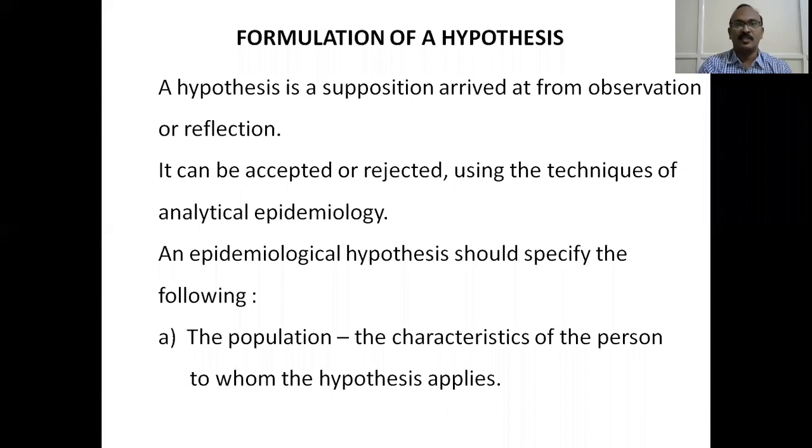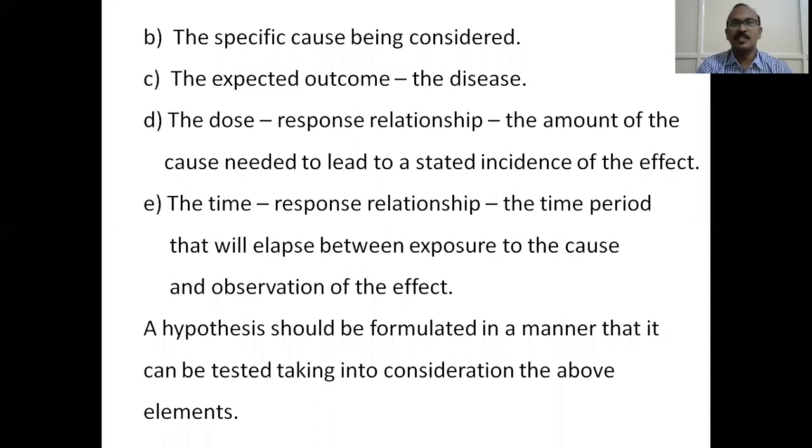Now, what is the population? The population to which the disease agent occurs. That is the characteristics of the population to whom the hypothesis applies. What are the characteristics of the population? It can be age, sex, occupation, or various other characteristics of the population to whom the disease agent applies. The specific cause can be a risk factor or an infectious agent, that which is responsible for the causation of the disease. The expected outcome is a disease because of the specific cause.